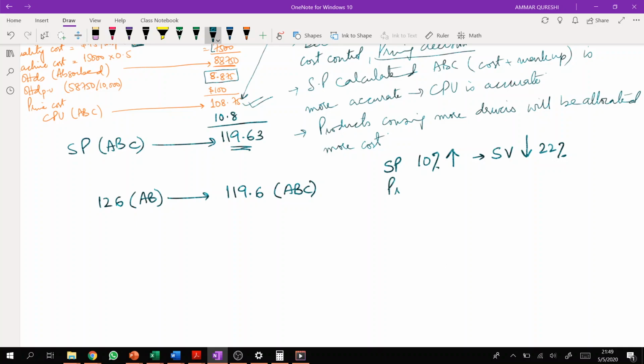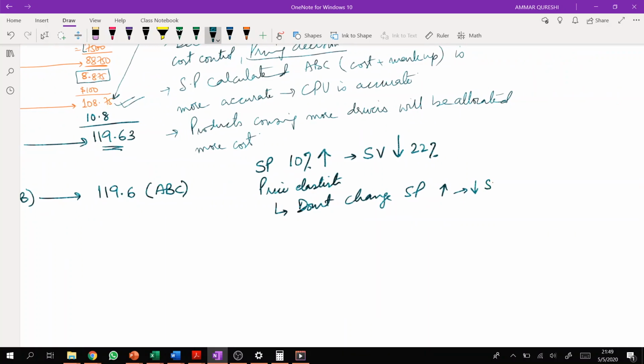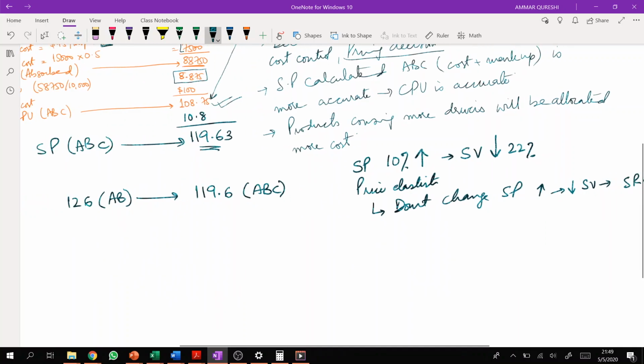Price elastic means this is more responsive towards pricing. If you don't want to use this word, you may write in your own wording that we need to check whether the product is more responsive towards the price change or not, right? In this case we normally advise the company, don't change selling price, because if you increase selling price, your sales volume will reduce by 22%, and ultimately there will be a decrease in sales revenue, right?